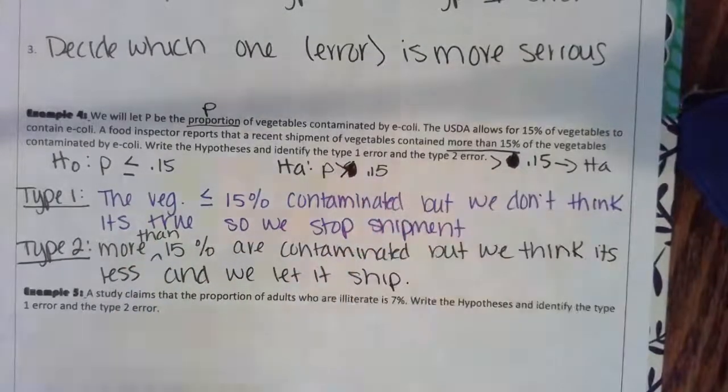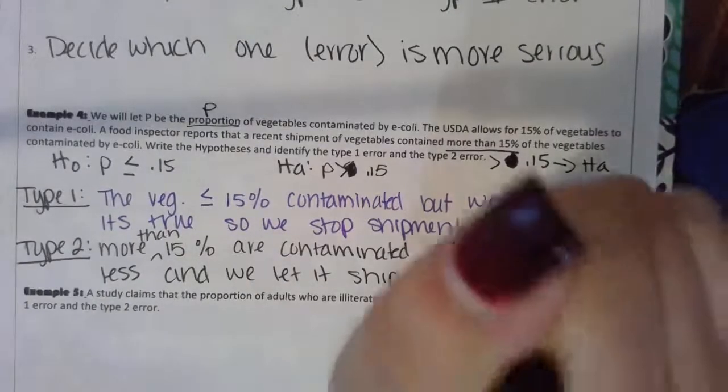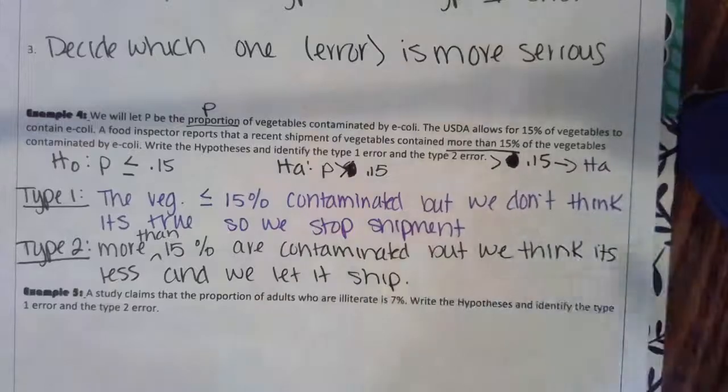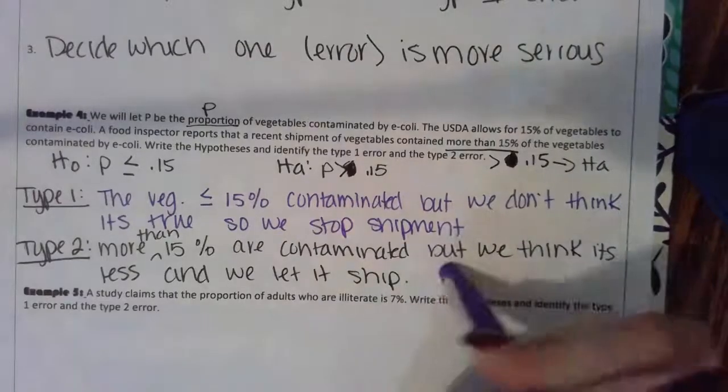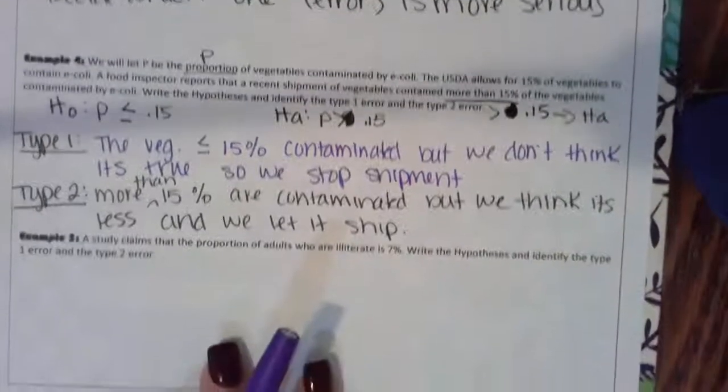Okay, I can tell you as of now, looking at this, it's going to be more serious to ship for this type 2 error. To ship more than 15% contaminated is more serious than to have less than the right amount and not ship it. This one's more serious. You could get people hurt on that one.